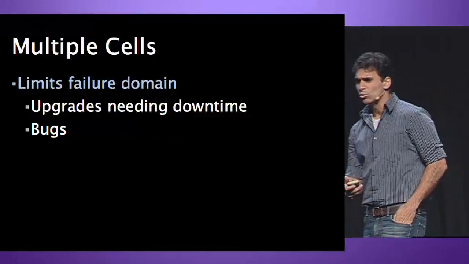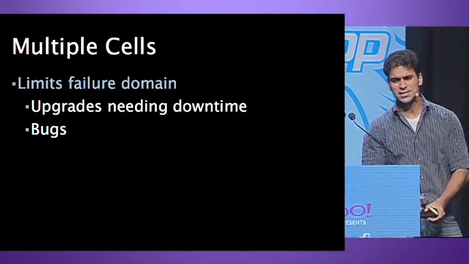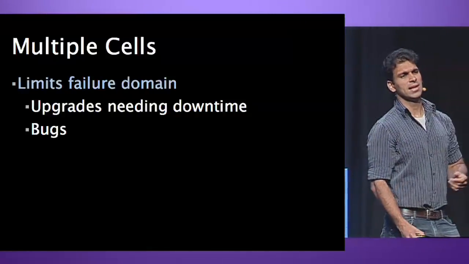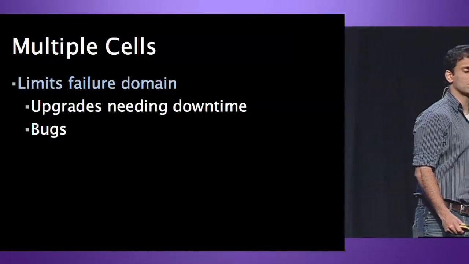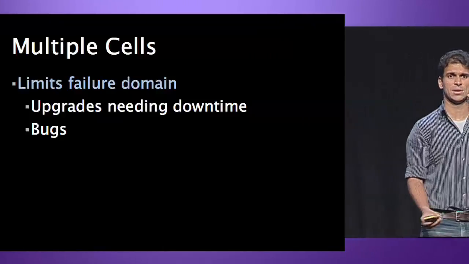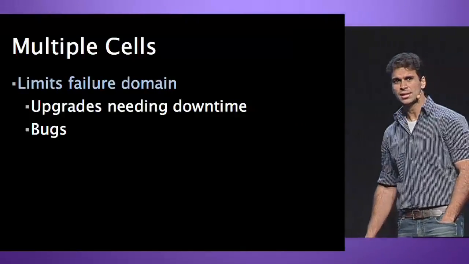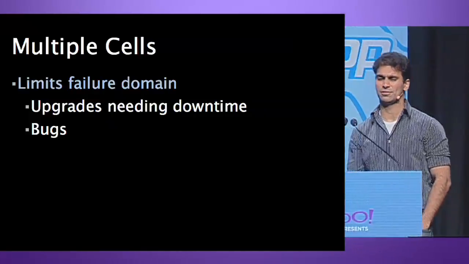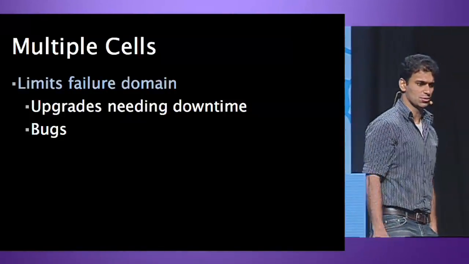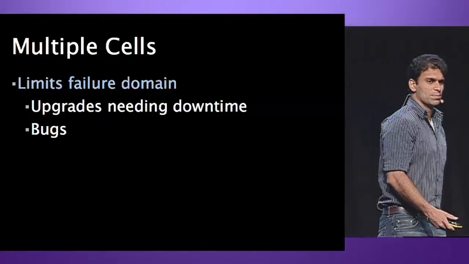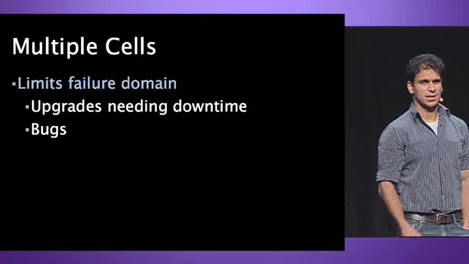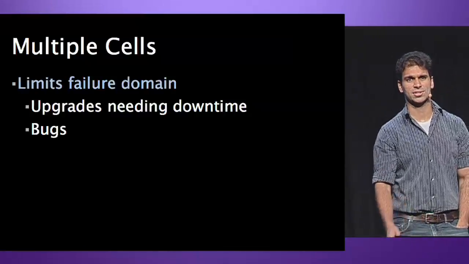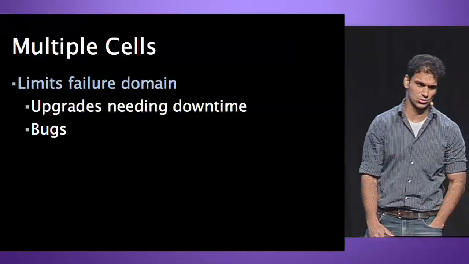So why did we go with multiple cells? Well, the biggest advantage multiple cells give us is the fact that if we ever had to upgrade and say the change was not backward compatible, we would actually need downtime to upgrade the entire cluster. And having multiple cells would only cause this to be a downtime for a fraction of the users and not the entire user base. And the second thing was bugs that would take down the entire cluster. And if that ever did happen, then we wouldn't have an outage across the entire user base. It would just be for a fraction of the users.